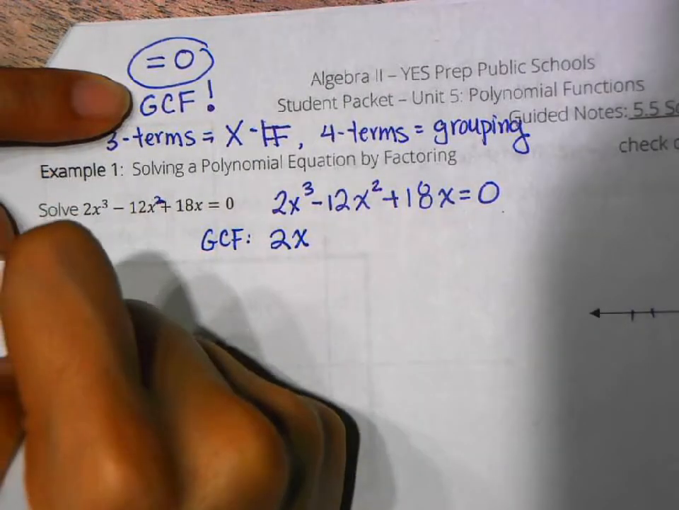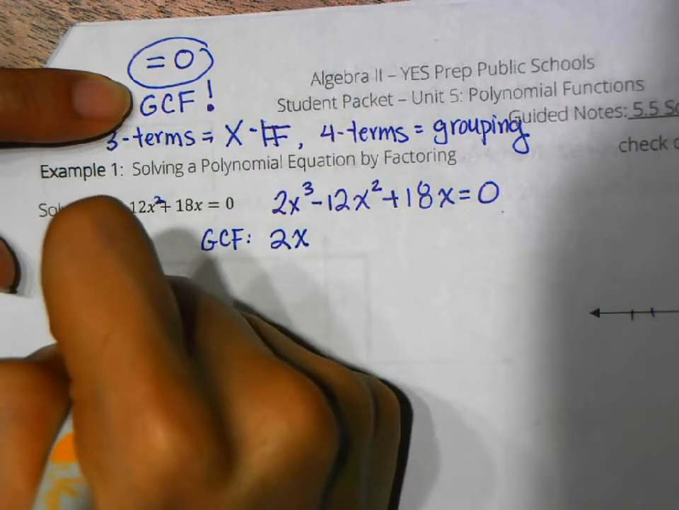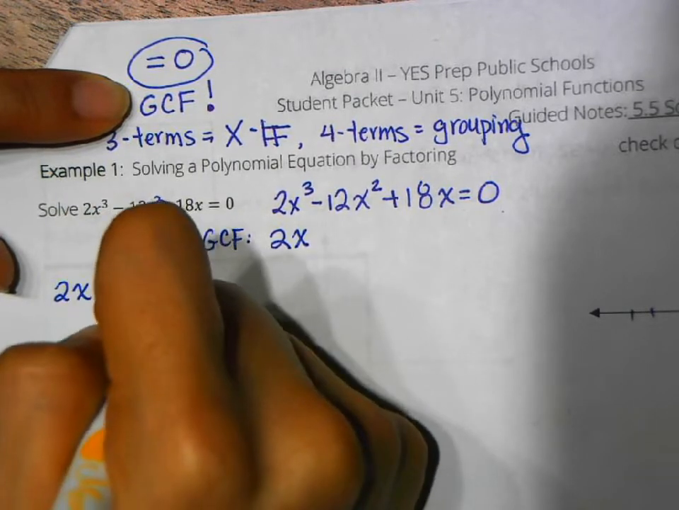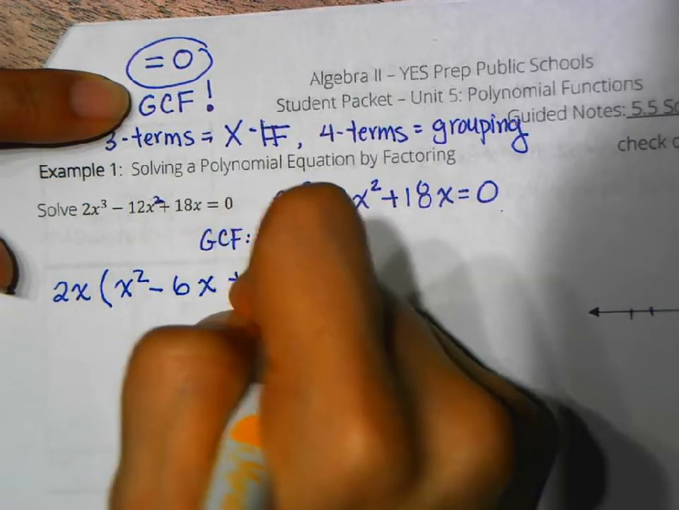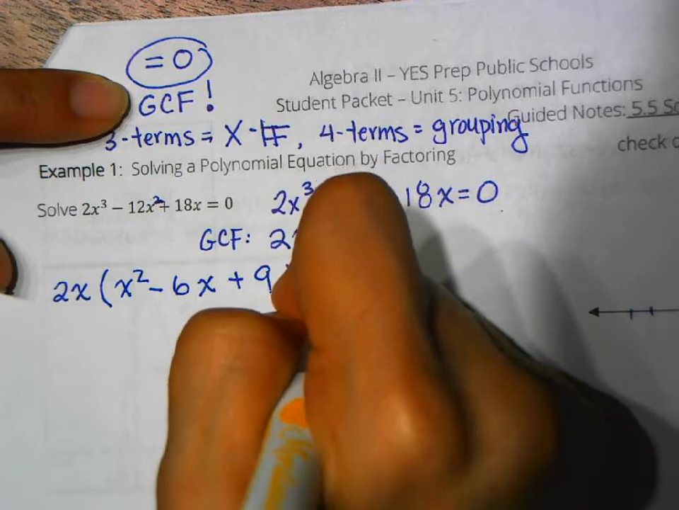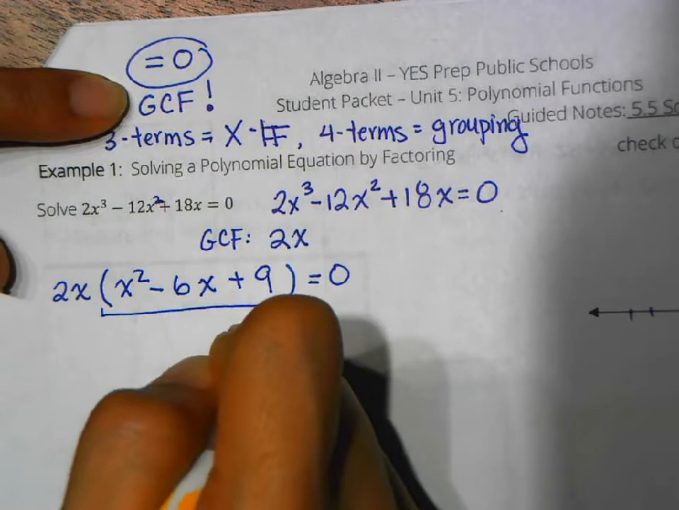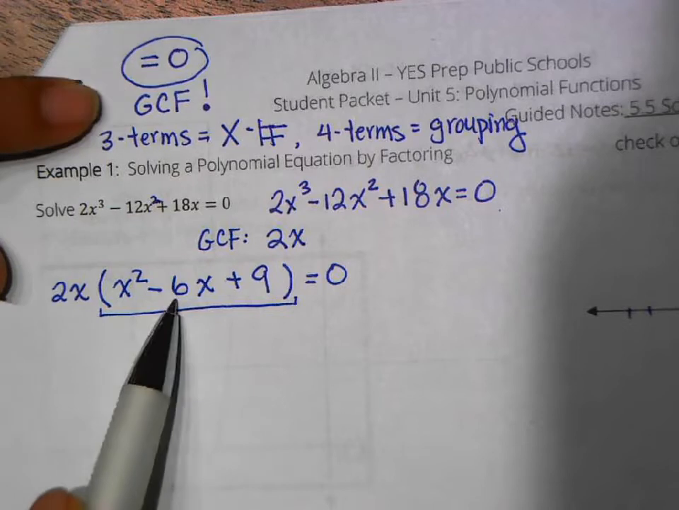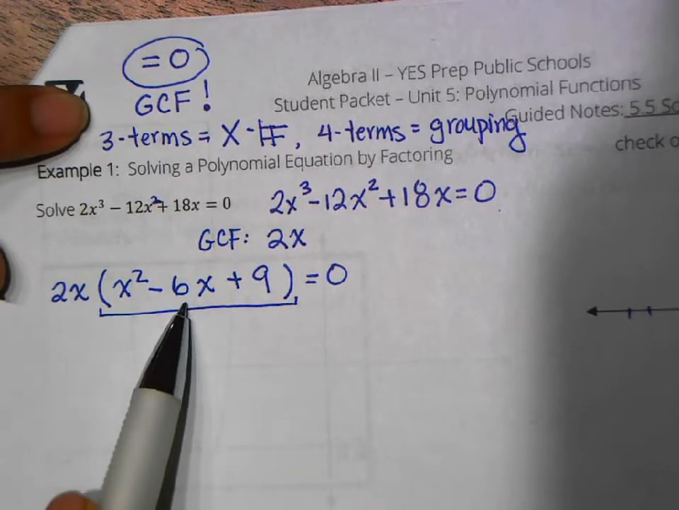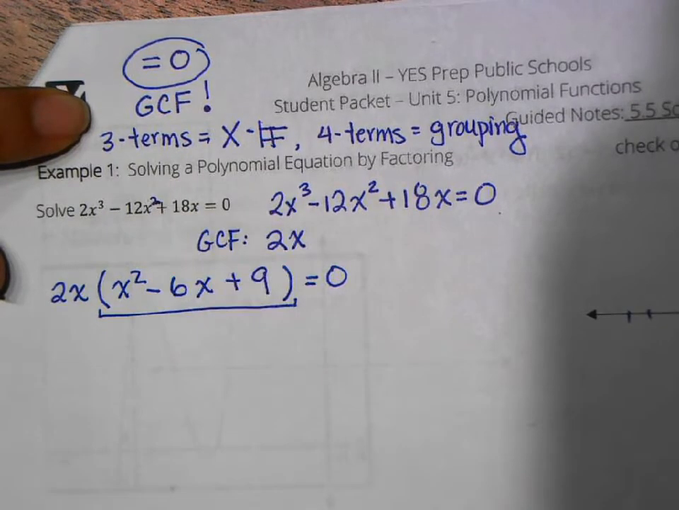You're going to get 2x, and that's going to leave you with x squared minus 6x plus 9, still equals 0. Now, at this point, you're going to want to factor x squared minus 6x plus 9. Two things you notice. One, it has 3 terms. It has x squared, it has a minus 6x, it has a plus 9. So you could definitely go with an x box and see if that would help you factor it out.